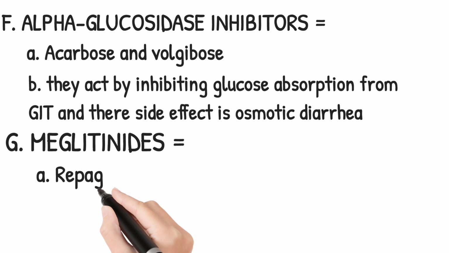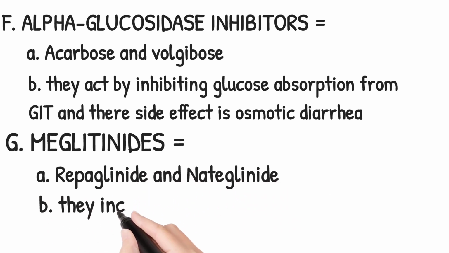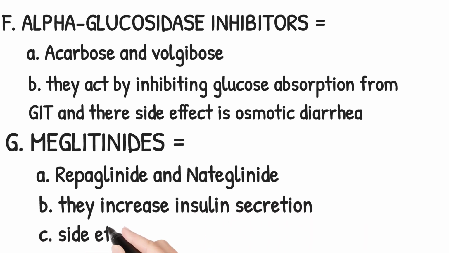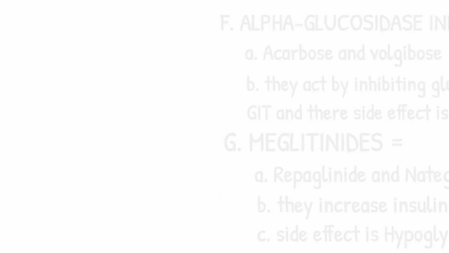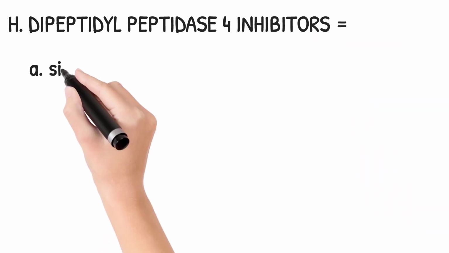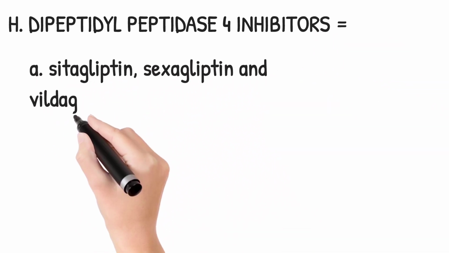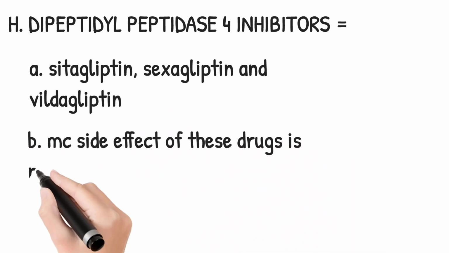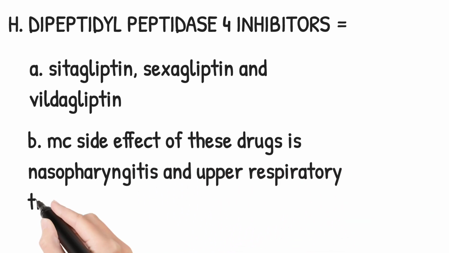Meglitinides include repaglinide and nateglinide. They increase insulin secretion. Side effect is hypoglycemia. Dipeptidyl peptidase 4 inhibitors include sitagliptin, saxagliptin, and vildagliptin. Most common side effects of these drugs are nasopharyngitis and upper respiratory tract infections.